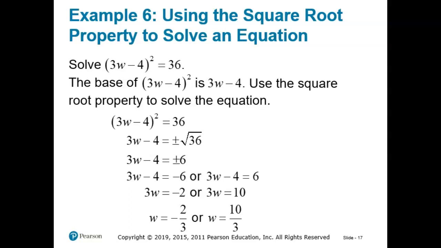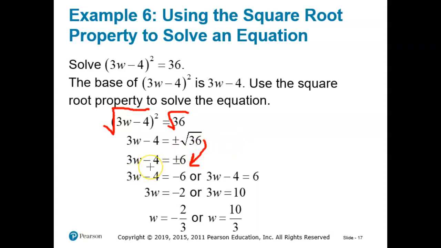Now, if you have a squared term inside of parentheses, that is isolated by itself, you take the square root of each side, and that gets rid of the parentheses and leaves you with 3w minus 4, again plus or minus the square root of 36. Now we're trying to find w, so we simplify the square root of 36 to be 6, and we add 4 to each side.